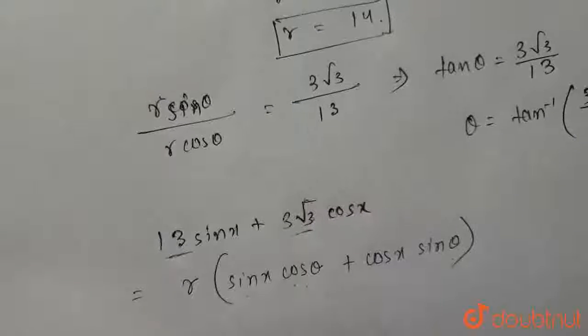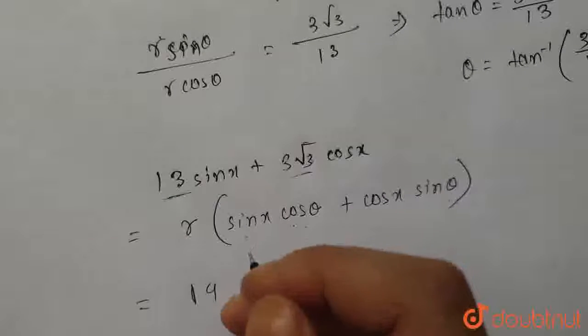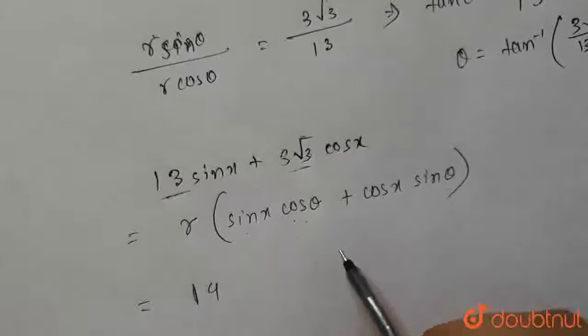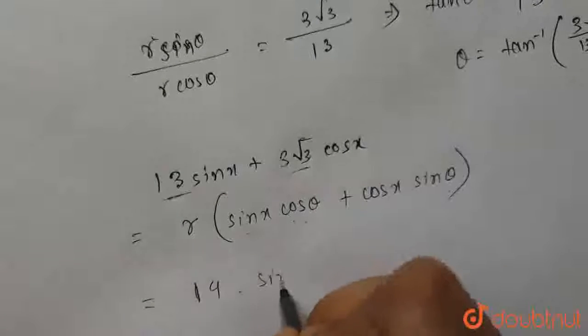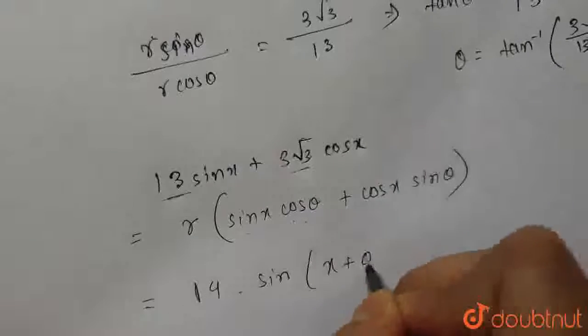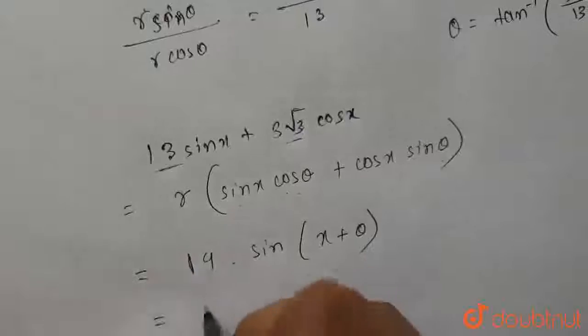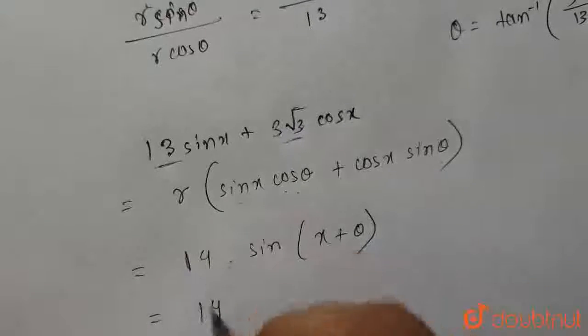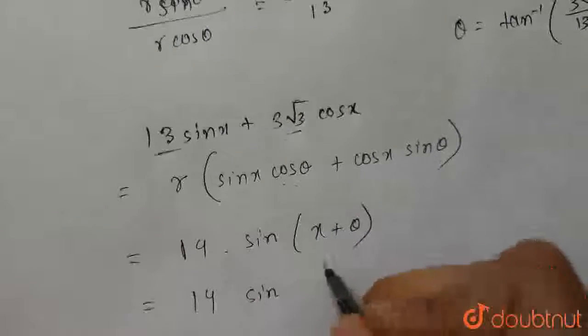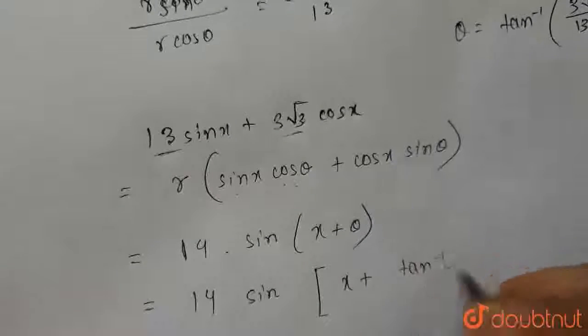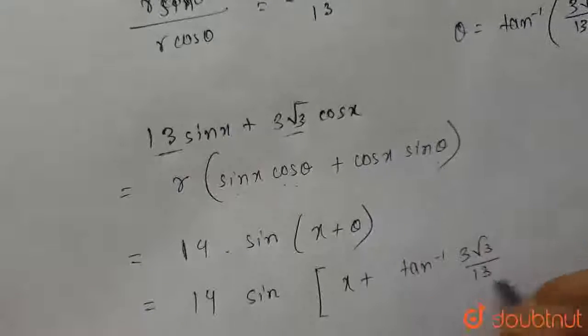Now r is 14, and this we can write as sin a cos b plus cos a sin b. So it is sin of (a plus b), which is x plus θ. Putting the value of θ, we can write sin of (x plus tan inverse of 3√3 by 13).